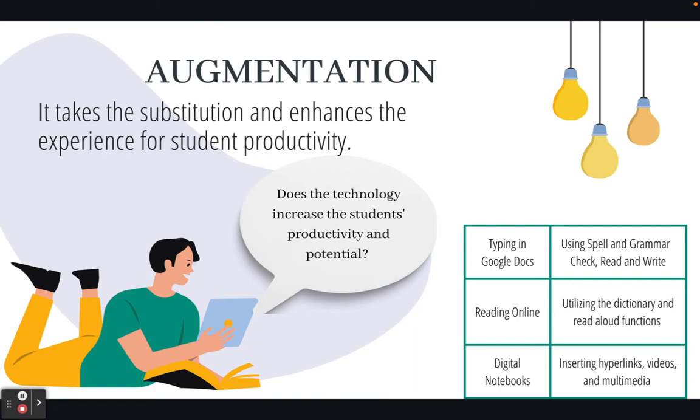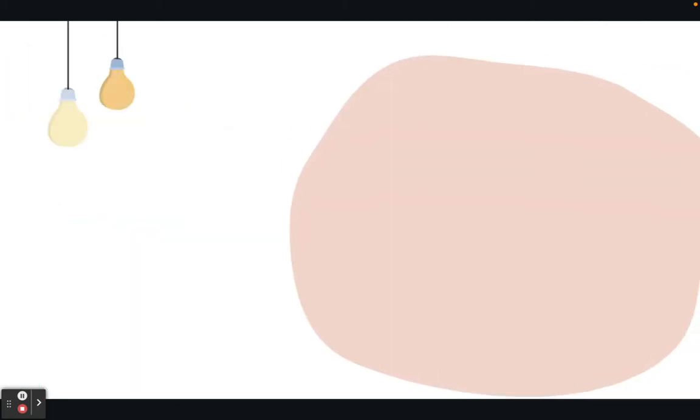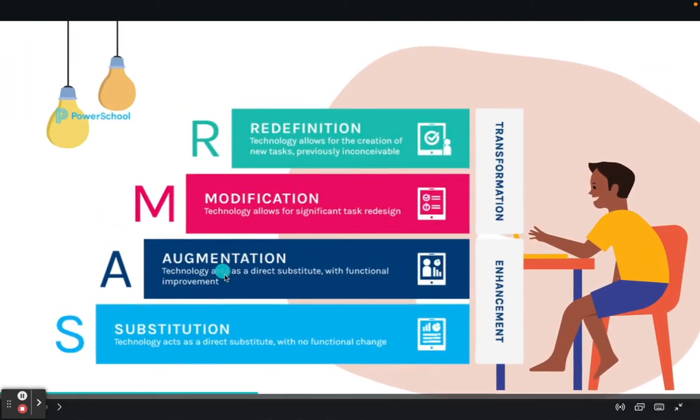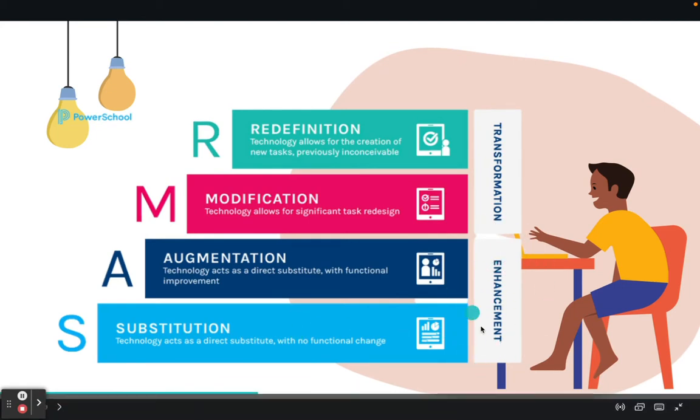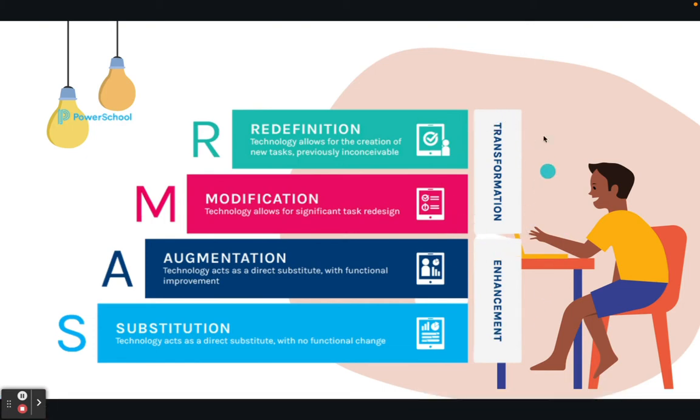Okay, they were reading online in the substitution, but now they're utilizing the dictionary and read aloud features. Digital notebooks, they're inserting hyperlinks, videos, multimedia things to help enhance their learning. So it's still a basic level, but it is now enhancing their student learning. On this model right here, you'll see the bottom two levels, augmentation and substitution. Those are the enhancement. You are enhancing the student learning. As we move up, we go to the transformation. Okay, so they do have different ones.